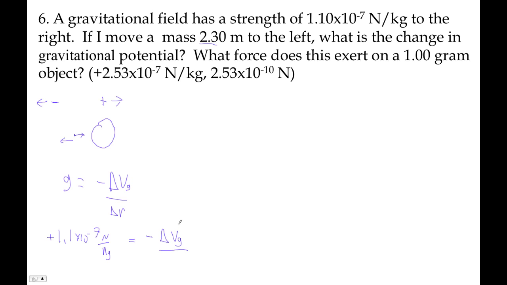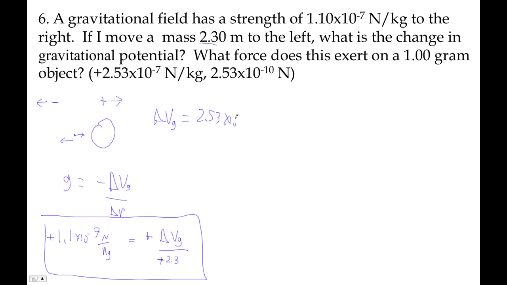over the distance. Okay, let's see, hold on. We are moving it to the left, so that displacement is 2.3 negative. All right, so here we go. Let's do our math. 1.1 times 10 to the minus 7th times 2.3 is 2.53 times 10 to the minus 7th, and then that is equal to, that's negative that. So these minus signs go away, right? So I get that my change in gravitational potential is 2.53, and that is, of course, Newton meters per kilogram, or joules per kilogram.